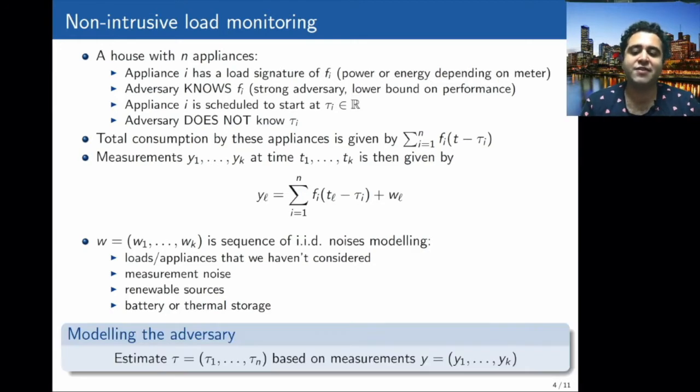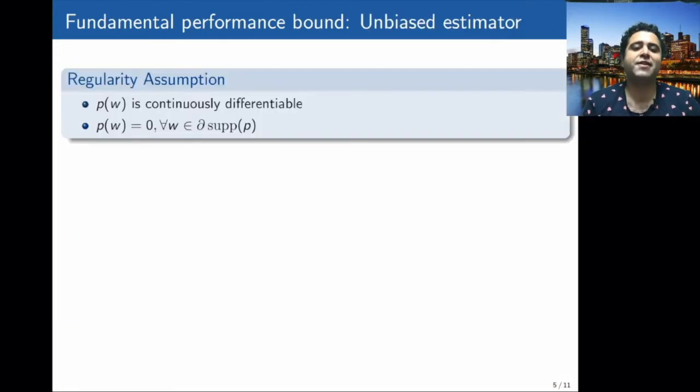Now, the adversary wants to estimate the starting times of the appliances, tau 1 to tau n, based on the measurements that it receives from the smart meter, Y1 to YK. If we go to the very simple case of this adversary trying to employ an unbiased estimator to find out those values, we can try to find a bound on the performance of the adversary. To establish that bound, we're going to have a couple of regularity assumptions.